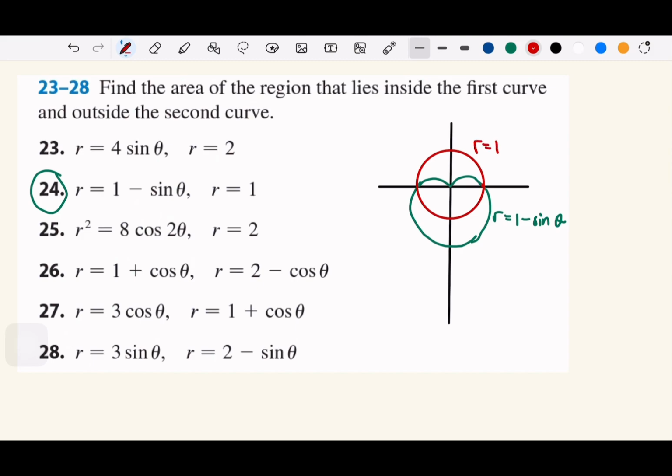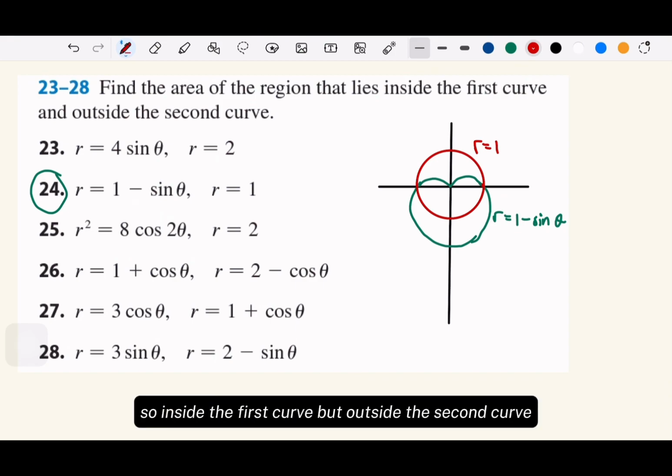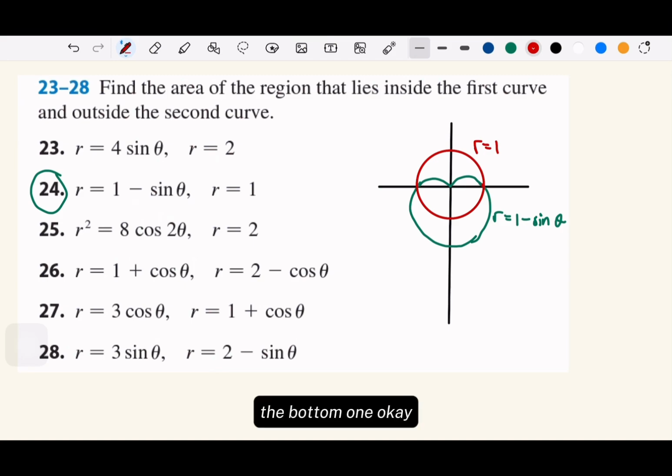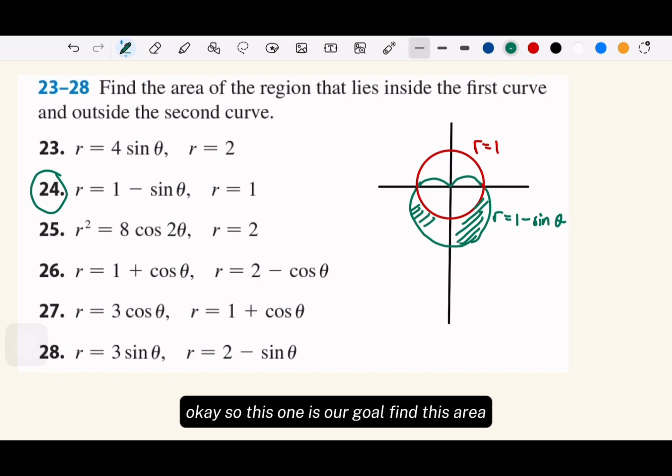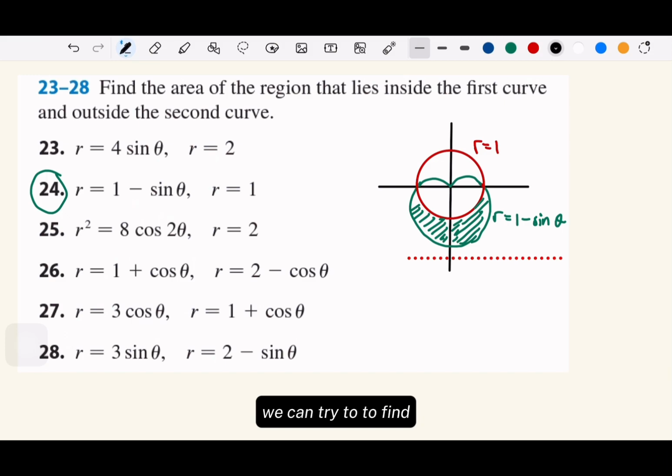Now the question is: lies inside the first curve, which means the cardioid, but outside the second curve, which is r equals 1. So outside means it should be here, the bottom one. So this one is our goal: find this area. After sketching, we can try to find it.